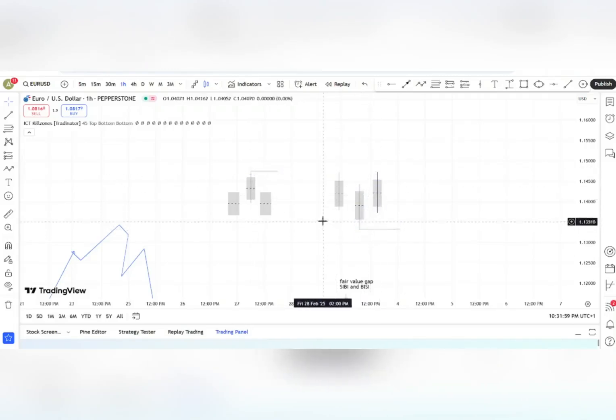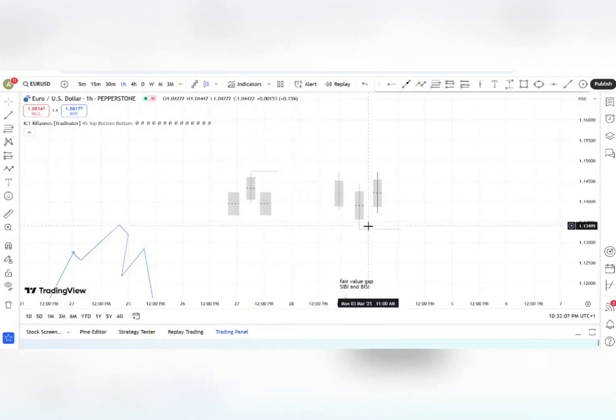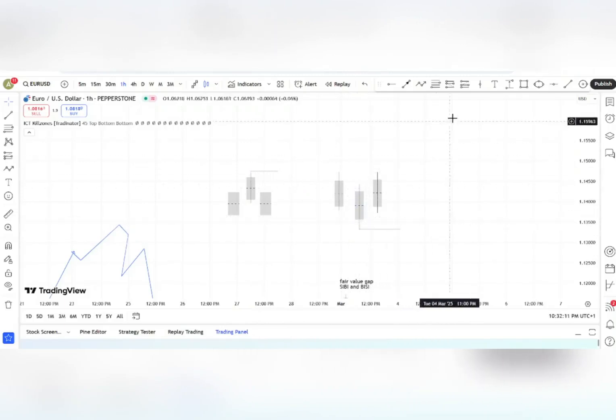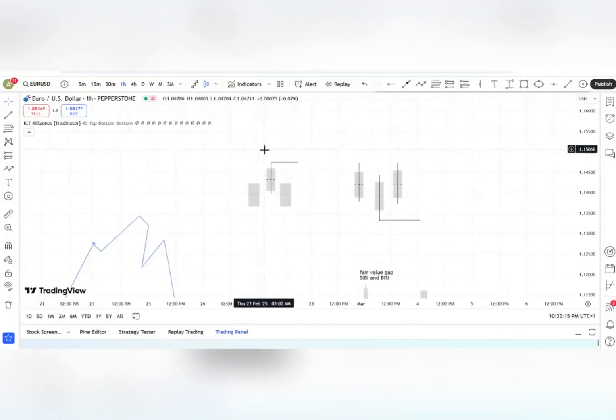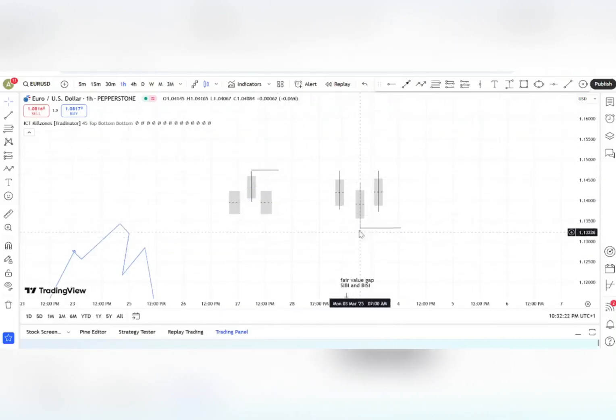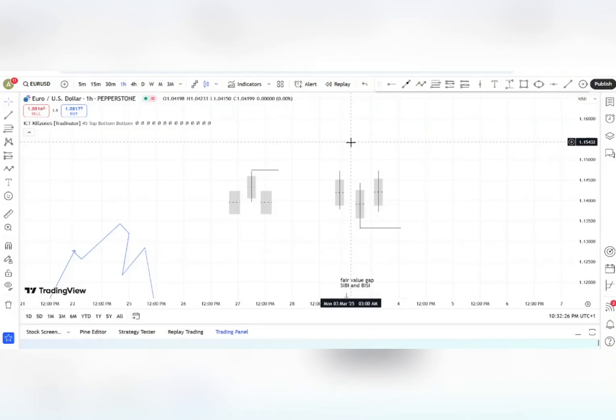All right. So a swing high is a peak where price reverses downward, and a swing low is a trough where price tends to reverse upwards. So we can say a swing high indicates a bearish bias, and at the same time a swing low indicates a bullish bias.